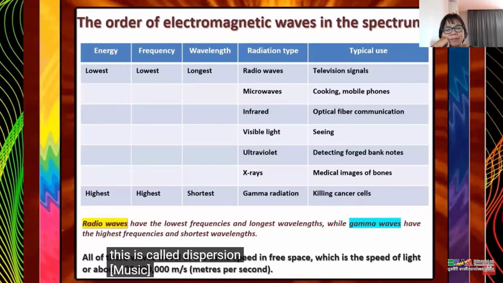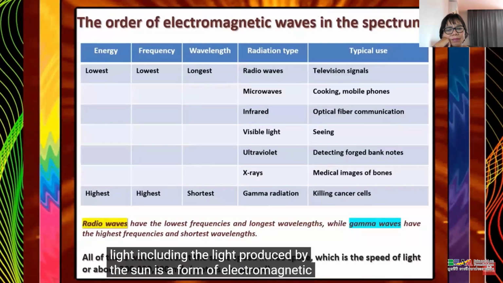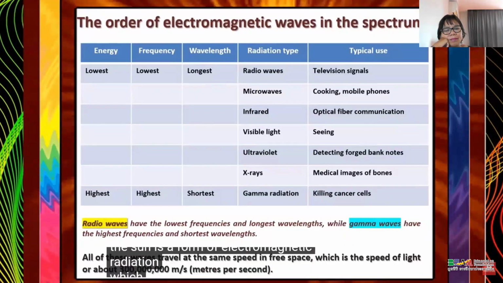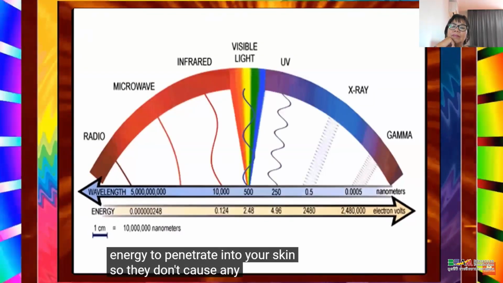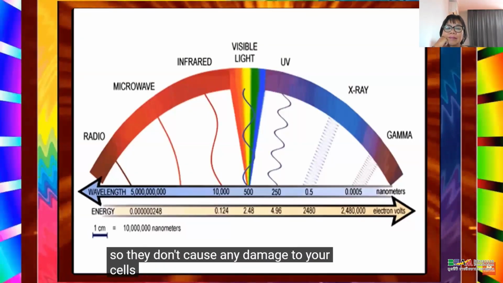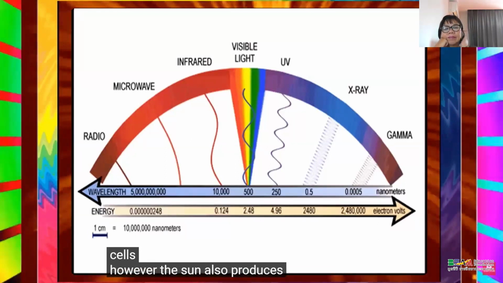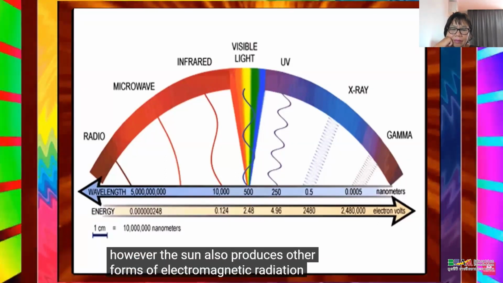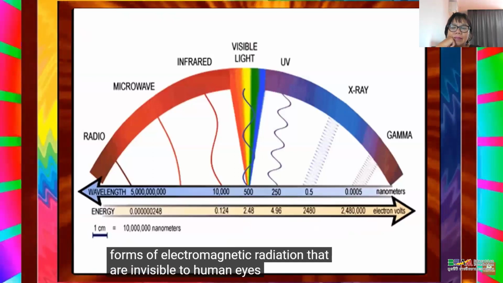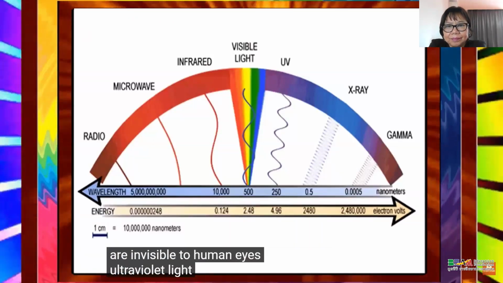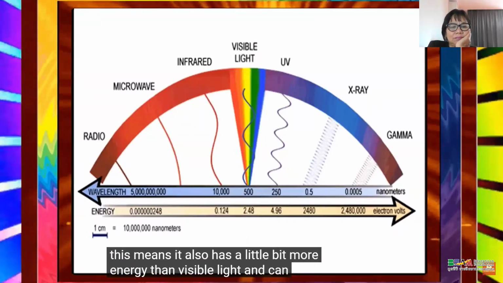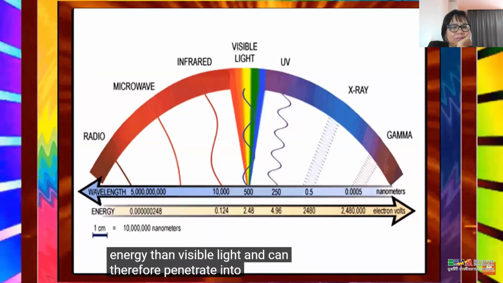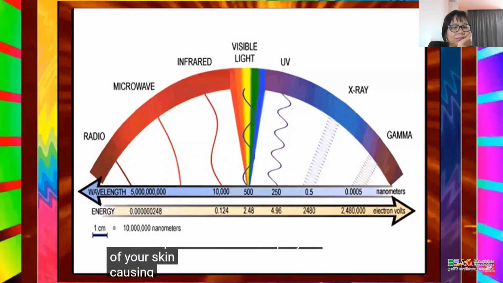Light, including the light produced by the sun, is a form of electromagnetic radiation, which is basically the type of radiation you find in the different kinds of light waves out there. Light waves don't have enough energy to penetrate into your skin, so they don't cause any damage to your cells. However, the sun also produces other forms of electromagnetic radiation that are invisible to human eyes. Ultraviolet light is a form of radiation that has a higher frequency than visible light. This means it also has a little bit more energy than visible light and can, therefore, penetrate into the top layers of your skin, causing damage to your cells and leading to a painful sunburn.